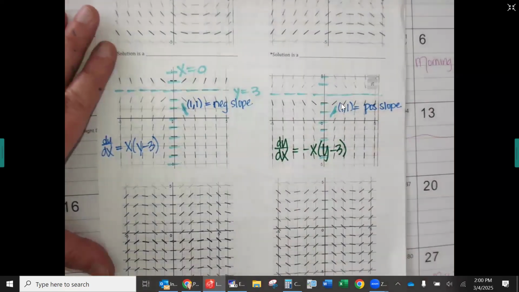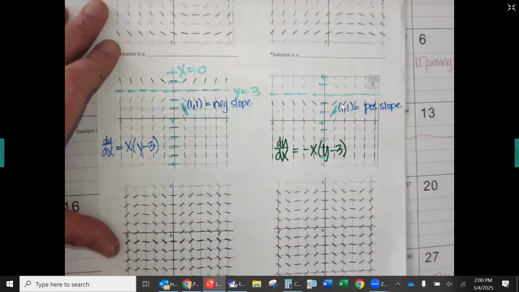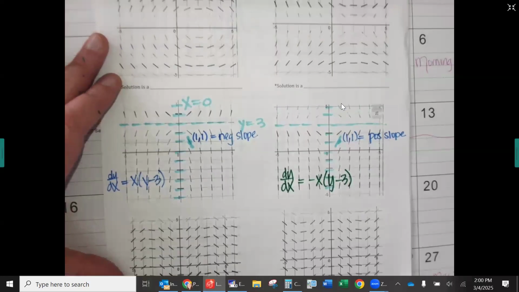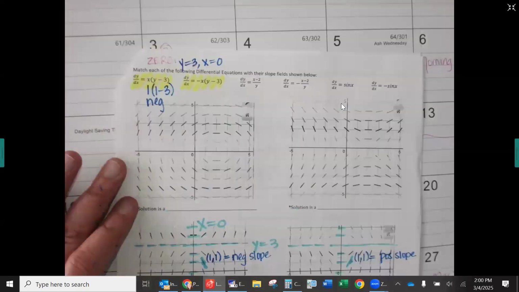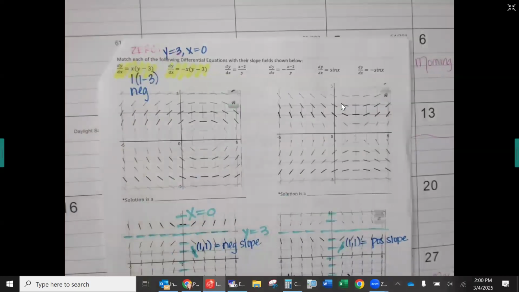Okay, next two. We have an x minus 2 over y. Okay, x minus 2 over y. Where are your flats going to be?